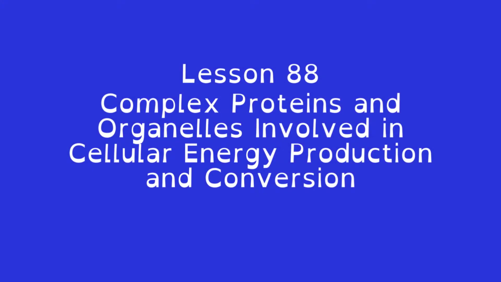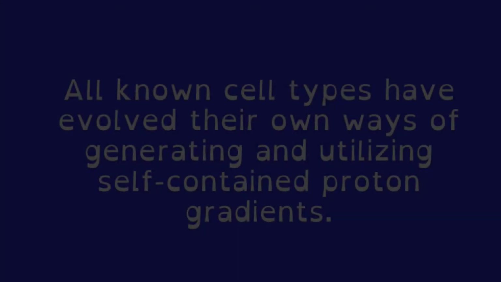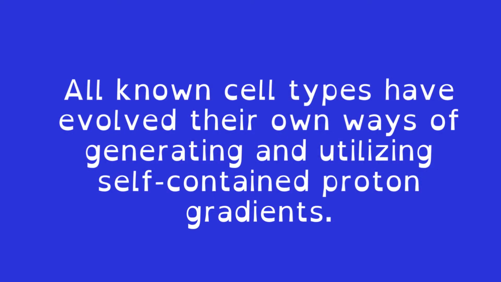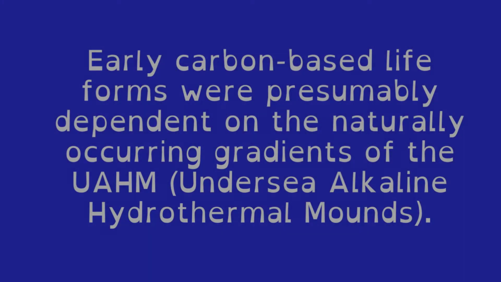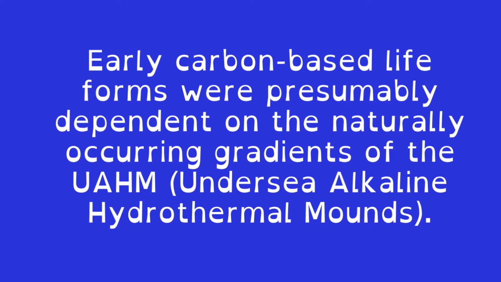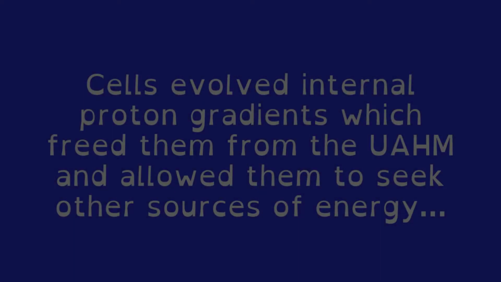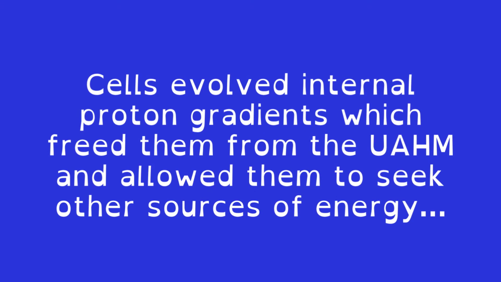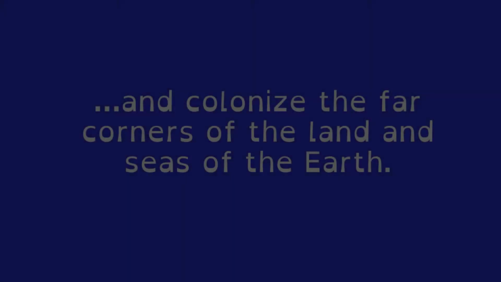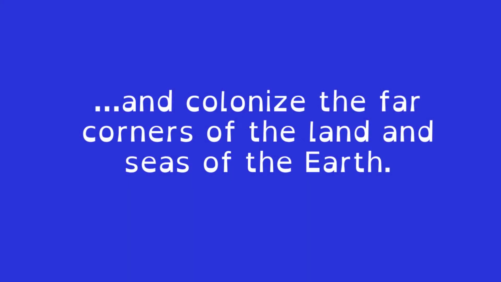Complex proteins and organelles involved in cellular energy production and conversion. All known cell types have evolved their own ways of generating and utilizing self-contained proton gradients. Early carbon-based life forms were presumably dependent on the naturally occurring proton gradients of the UAHM. Cells evolved internal proton gradients, which freed them from the UAHM and allowed them to seek other sources of energy and colonize the far corners of the land and seas.